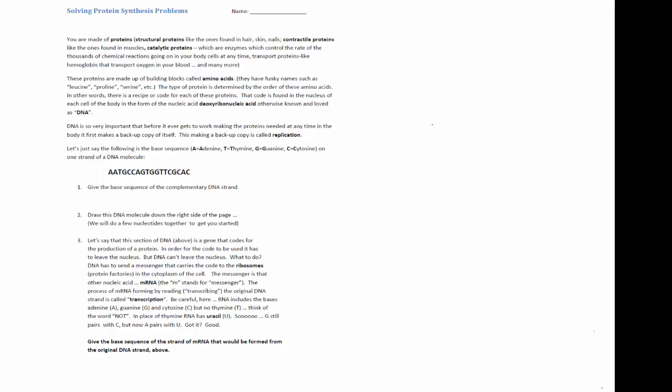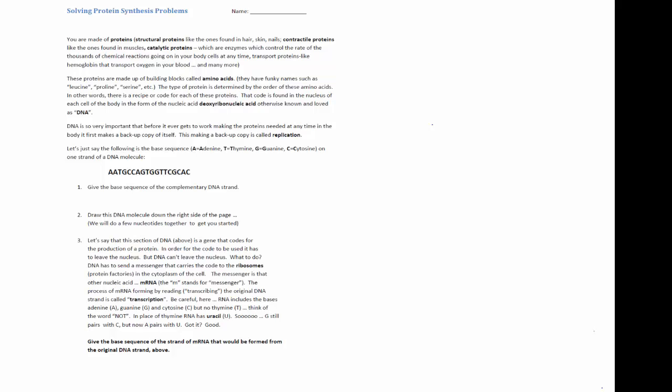They have funky names such as leucine, proline, serine, etc. The type of protein is determined by the order of these amino acids. So again, it's the order of the amino acids that make up the protein that make the protein what it is. In other words, there's a recipe or code for each of these proteins. That code is found in the nucleus of each cell of the body in the form of the nucleic acid deoxyribonucleic acid, otherwise known and loved as DNA.